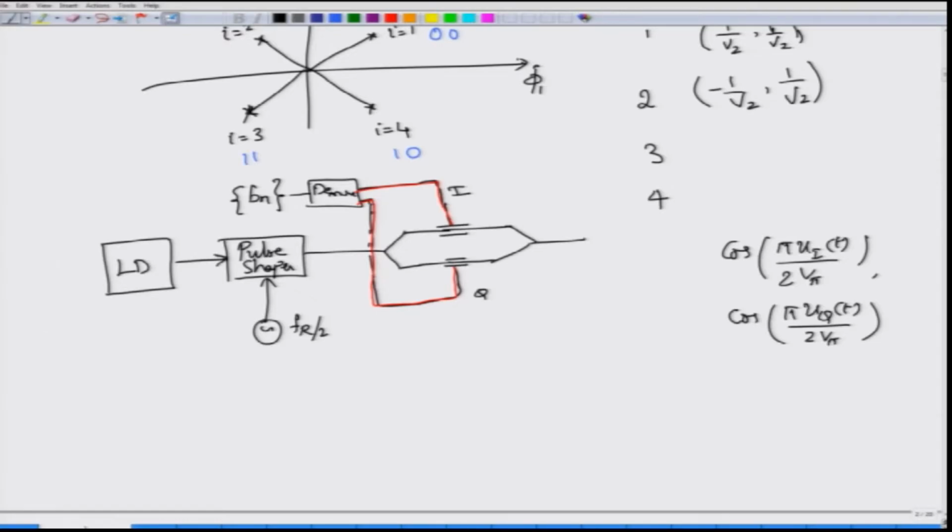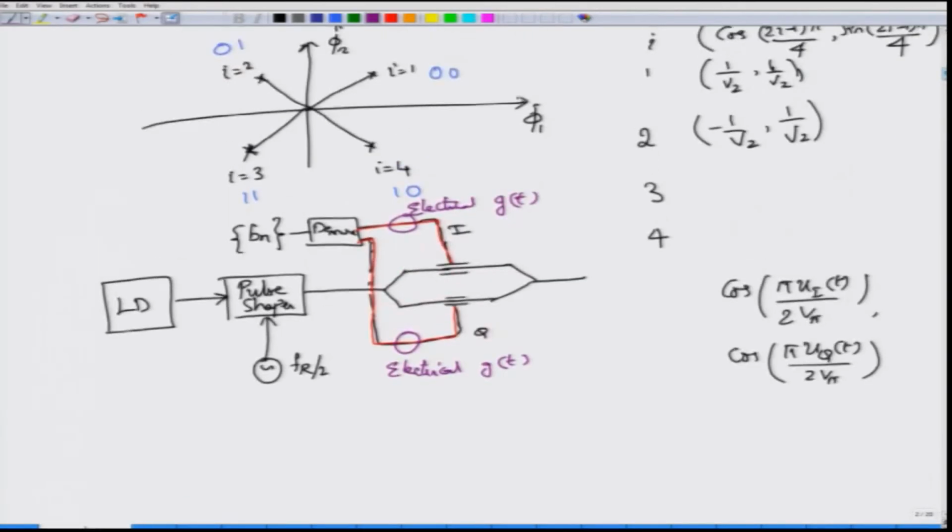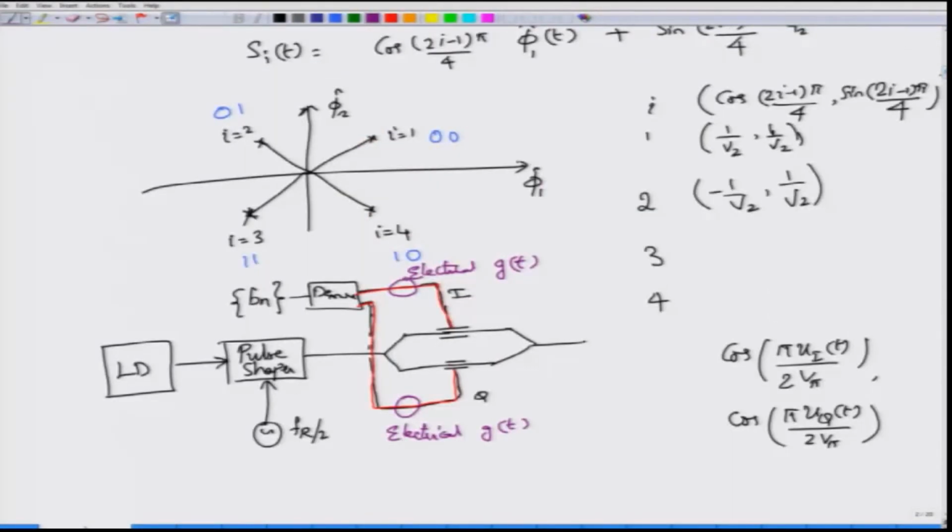These are the 2 points with which it can reach. By sending the I signal to this and the Q signal here, of course, if you want you can also put in an electrical pulse shaper, g(t), and suitably scale up this electrical signal. You have to scale it up in such a way that this one should be equal to cos((2i minus 1) pi by 4) kind of a situation, and this one should be sine.